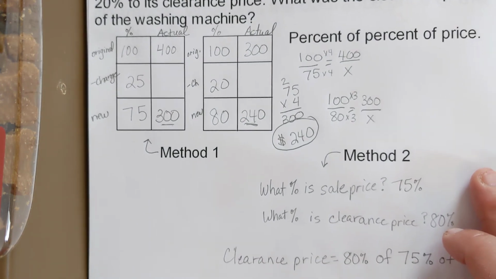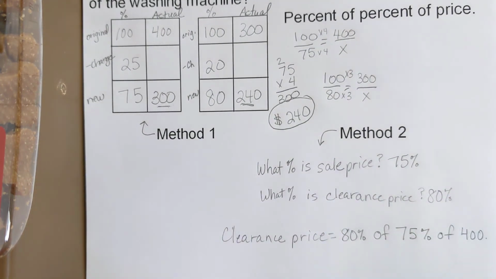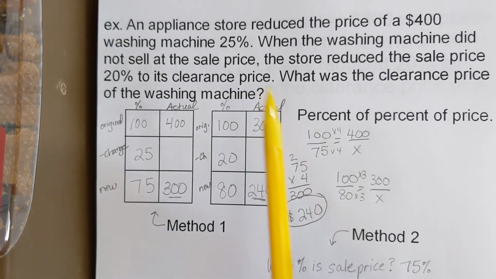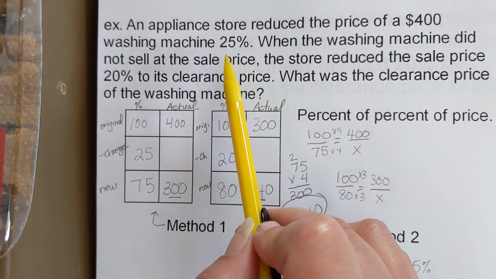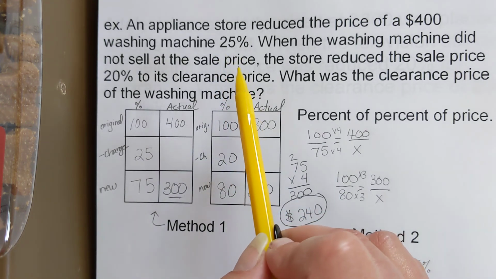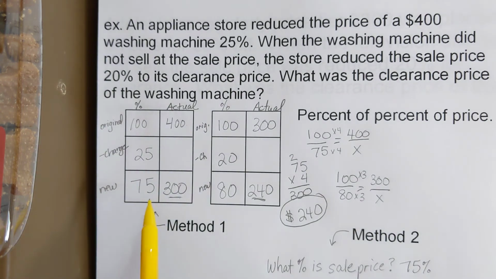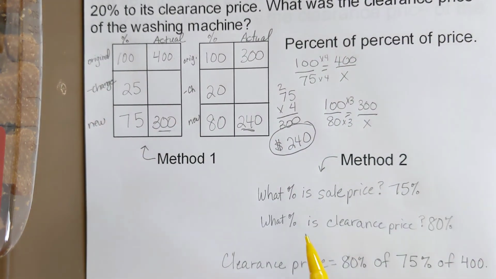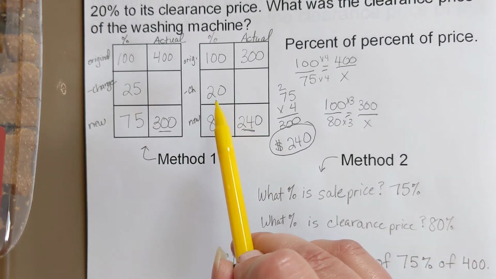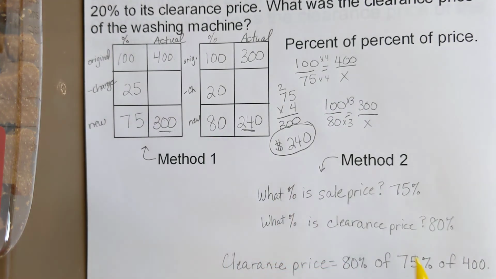Okay, method 2, the way that I'm going to look at this, I say, well, what percent is the sale price? Okay, if I go back up to the original problem, it was discounted 25%. So if I'm going to buy it, I'm actually paying 75%, which we can see illustrated in our first ratio box here. Okay, so what percent is the sale price? 75%. What percent is the clearance price? Well, they took 20% off, so what's left is the 80%.